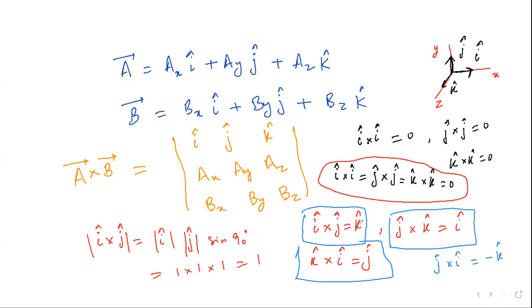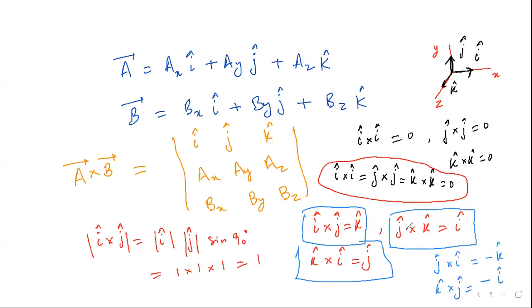Because we change the order, minus will come here. As I said, cross product is anti-commutative. So j cross I will be minus k. What will be k cross j? K cross j will be minus I, right?